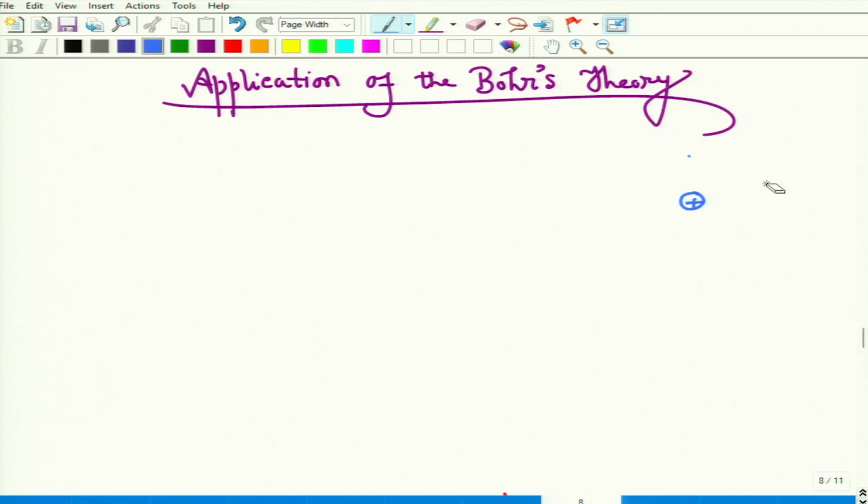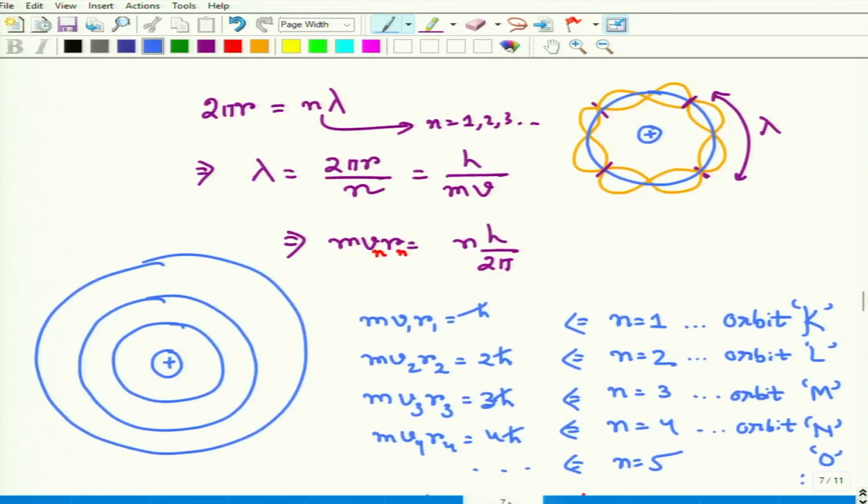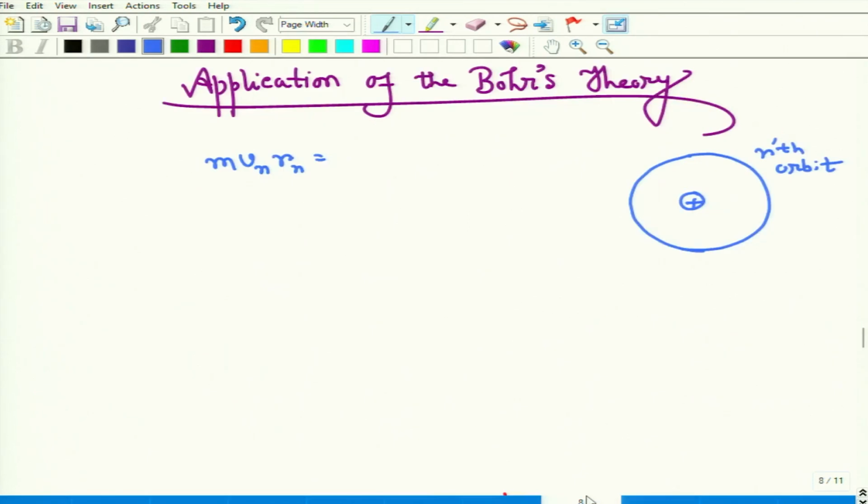So let's consider any orbit, that is the nth orbit in general. This condition should be followed, otherwise electron can't form the standing wave and it will collapse. So it should fall in n h cross. We can also write nh by 2 pi, h cross and h by 2 pi is the same thing. n is equal to 1, 2, 3, 4 and so on.